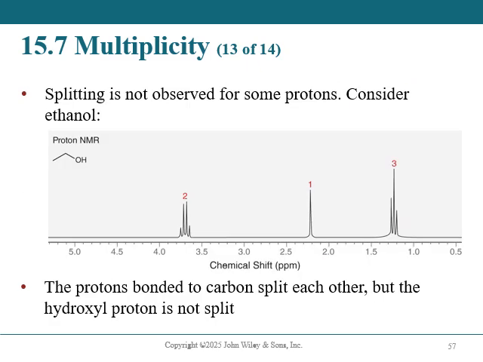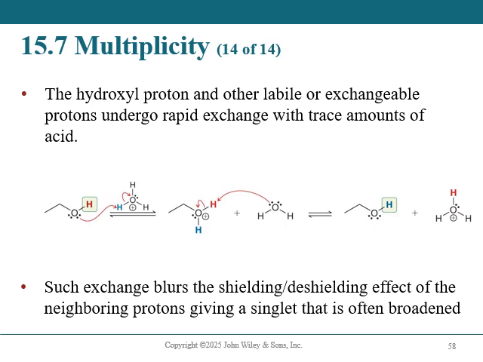Splitting is not something that we observe in every single proton there is. Let's look at ethanol, for example. For ethanol we expect 3 signals, one for the CH3, one for the CH2, one for the OH. The protons bonded to carbon split each other, just like we would expect, but the hydroxyl group is not split. So that's this one right here. The hydroxyl group and other labile or exchangeable protons undergo what we call rapid exchange with trace amounts of acid. Such exchange blurs the shielding and deshielding effect of the neighboring protons, giving a singlet that is often broadened. So that's the expectation with those OH groups.